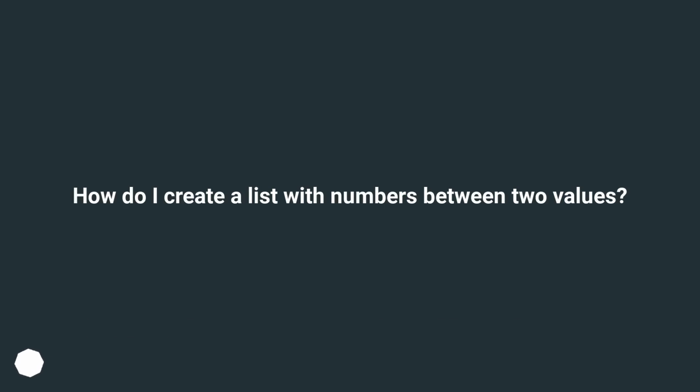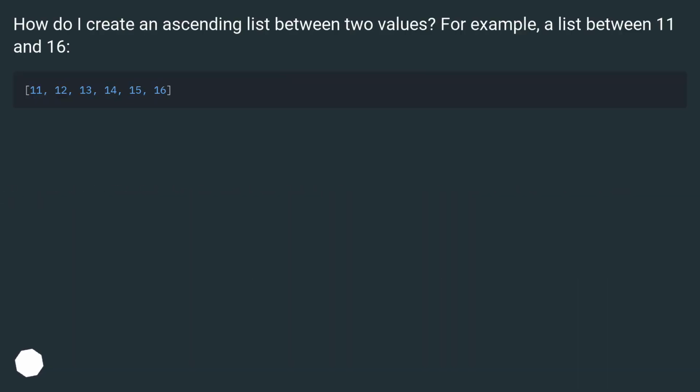How do I create a list with numbers between two values? How do I create an ascending list between two values? For example, a list between 11 and 16.